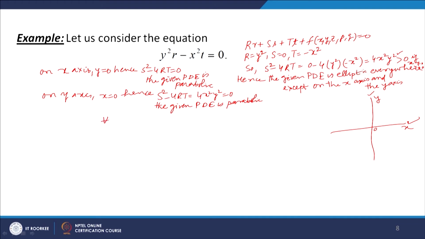Okay, for all points in the xy plane other than those on the coordinate axes, the given PDE is hyperbolic.